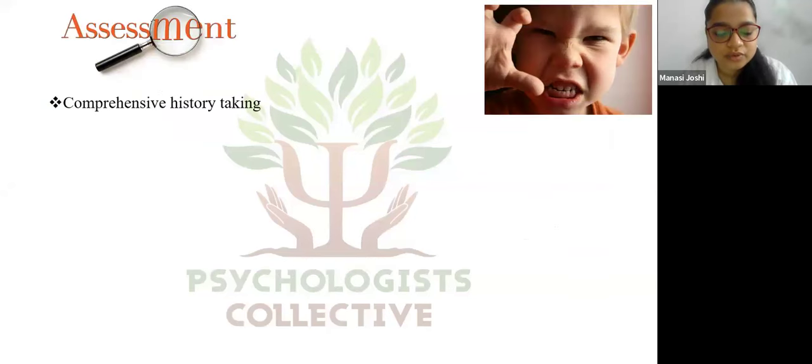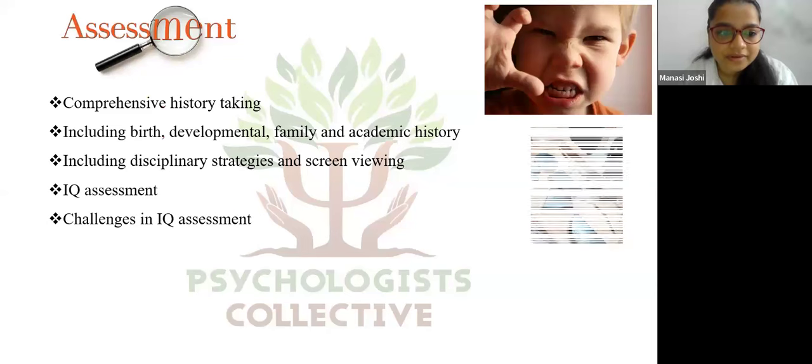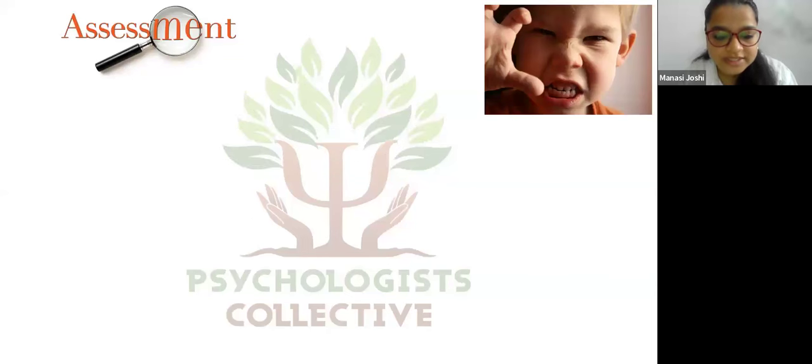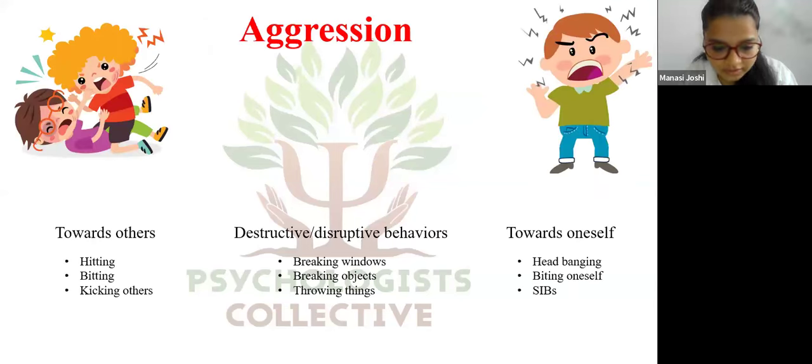Now the first two components, the aggression towards others and the destructive and disruptive behaviors, can be further divided into planned aggression or reactive aggression. Why I'm reiterating this is because planned aggression is very rarely seen in children with IDs. It is mostly seen in children who have conduct issues or ODD complaints. So most often the aggression that we see in children with IDs is reactive in nature. It's not planned.